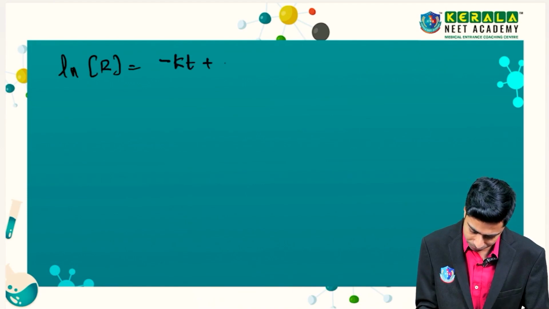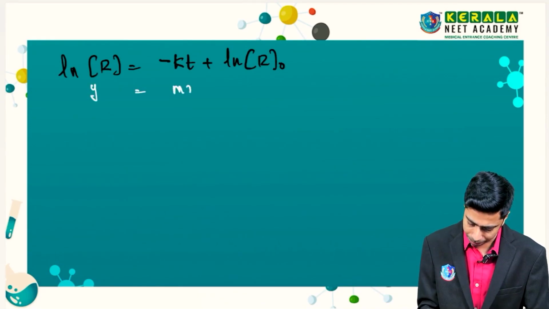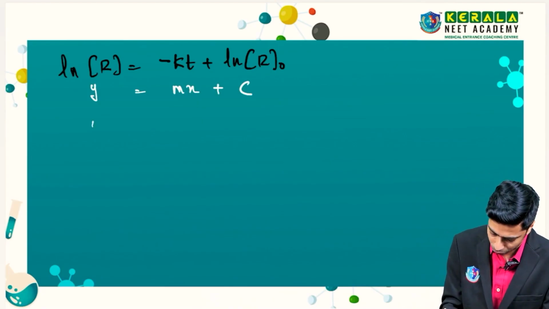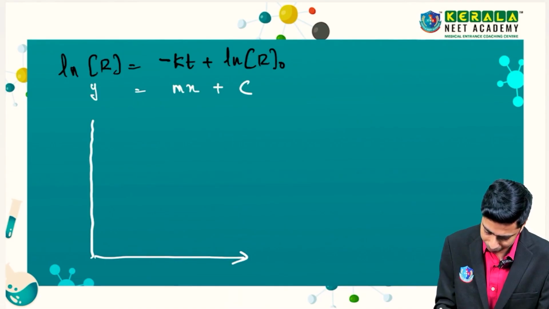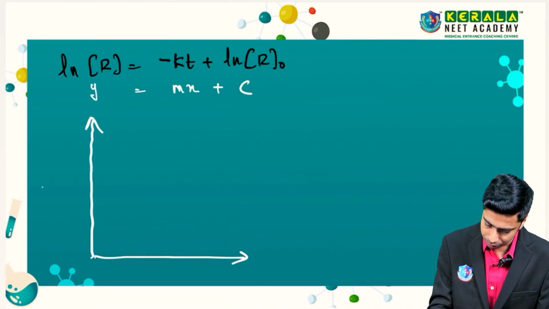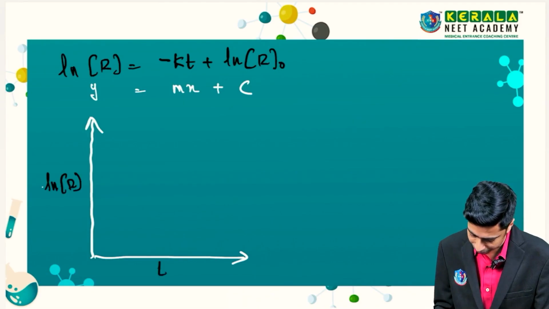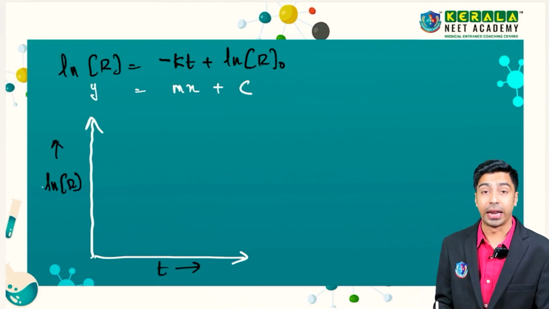Minus kt plus natural logarithm of r0. So comparing this equation with y equal to mx plus c, if you try to plot the graph, on the y coordinate you should have natural logarithm of r. You'll be plotting natural logarithm of r versus time t, so that you'll get a straight line with a negative slope.